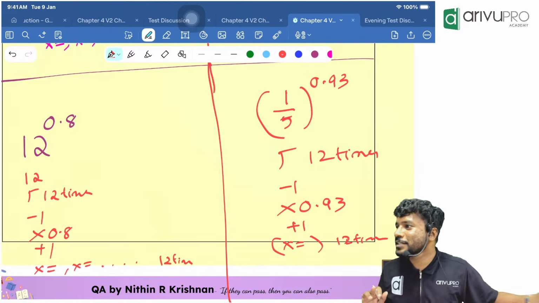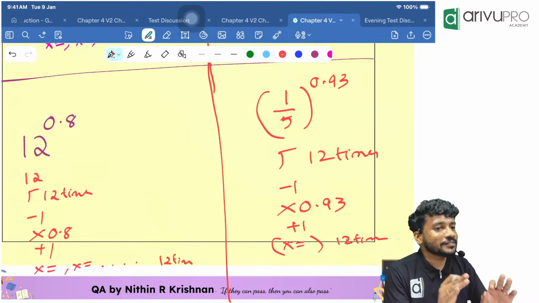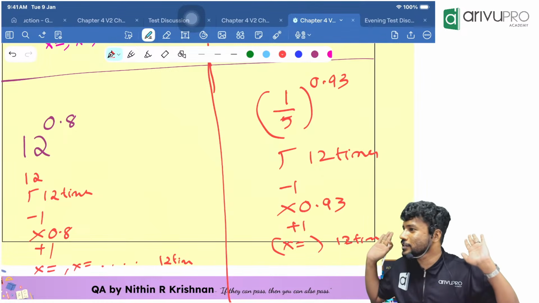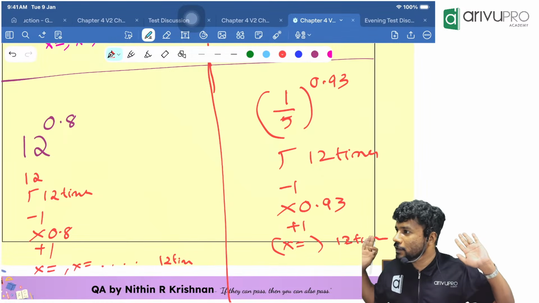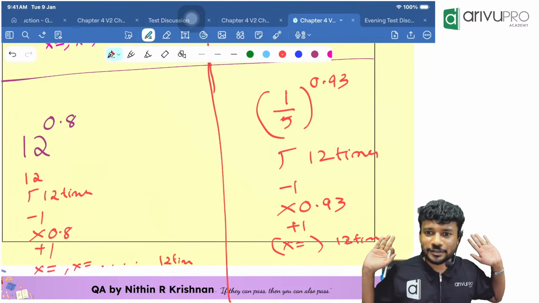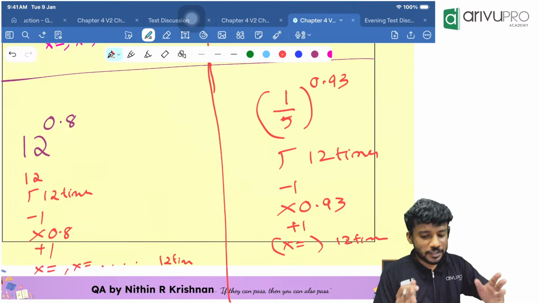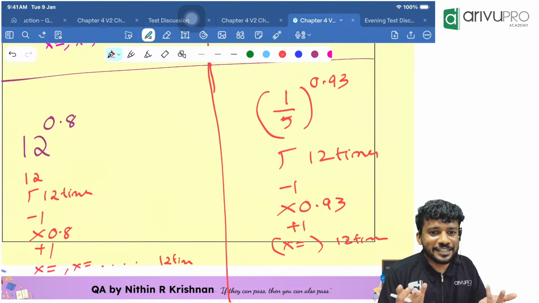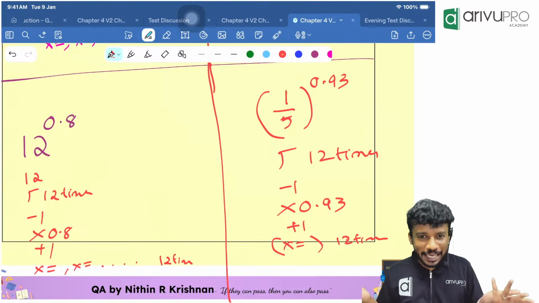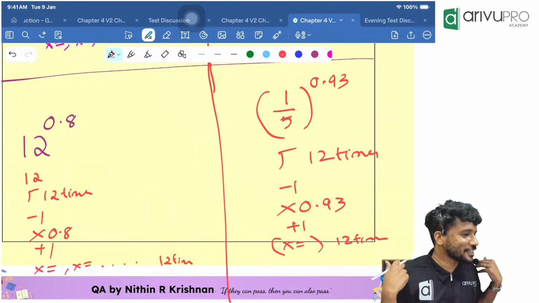If it's a mixed fraction, convert that mixed fraction first and write it as a decimal in the calculator. Then continue the procedure. Decimal, power decimal, anything, accordingly do it. So this much is not required for the examination. Just for fun I taught you. In the future, maybe sometimes it will be useful.